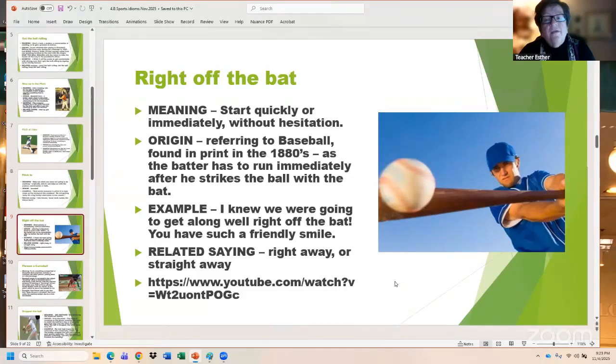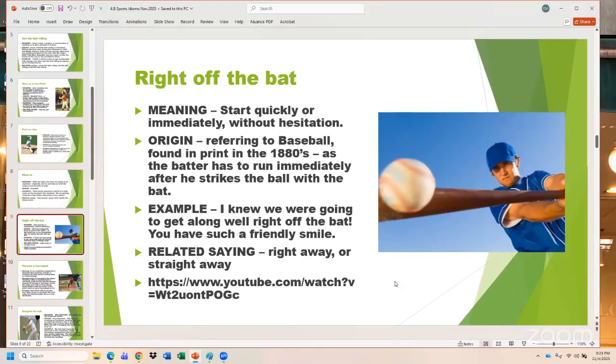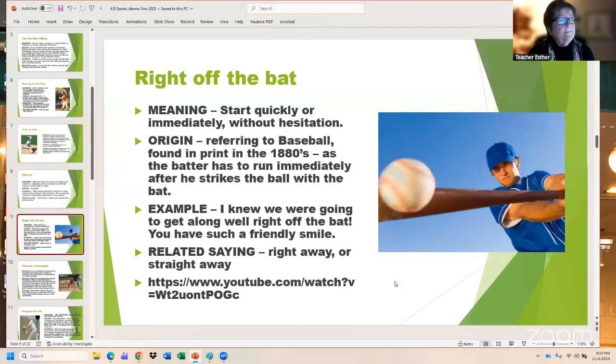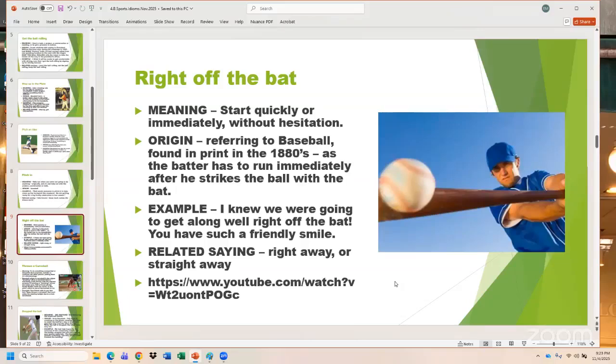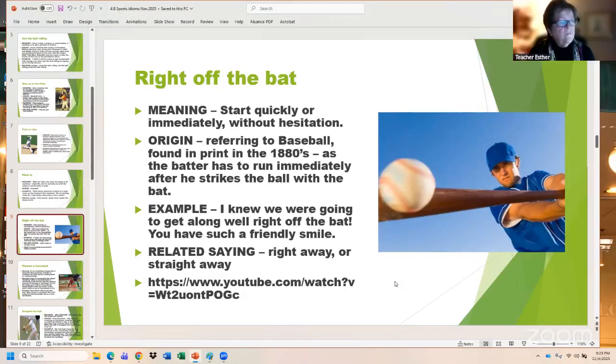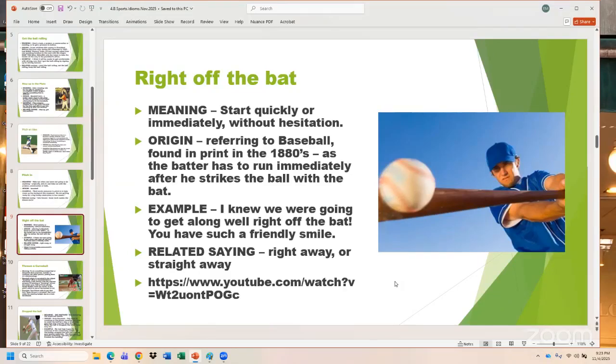Give it a try. Right off the bat means to start quickly or immediately without hesitation. Origin: referring to baseball, found in print in the 80s, as the batter has to run immediately after he strikes the ball with the bat.